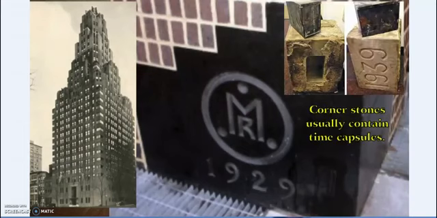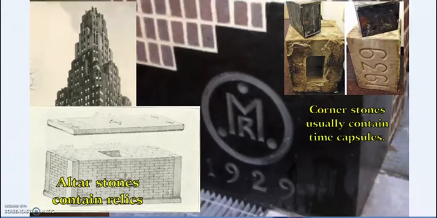Now cornerstones, apart from very typically having a Masonic ceremony connected to them, will often have a hollow piece for a time capsule. Altar stones in very important churches and cathedrals also require a relic in there.